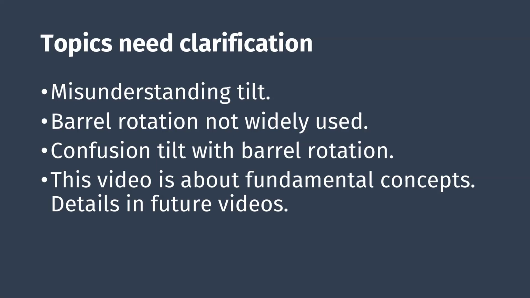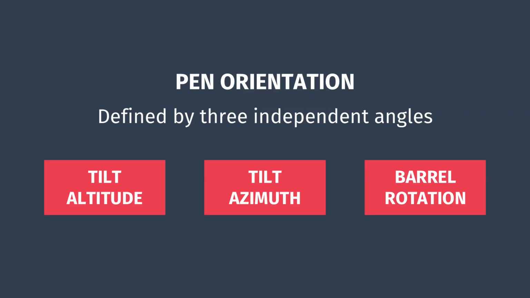to your brush strokes. As I said at the beginning, tilt and barrel rotation are ways we describe the orientation of the pen relative to the drawing tablet. This orientation is composed of three separate angles. In other words, we are describing three separate rotations of the pen. There are two angles for tilt. These are the tilt altitude and tilt azimuth, and the third angle is barrel rotation.